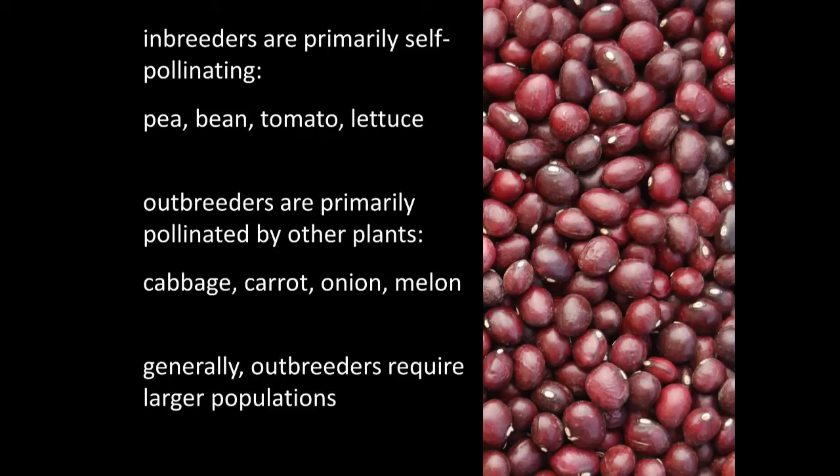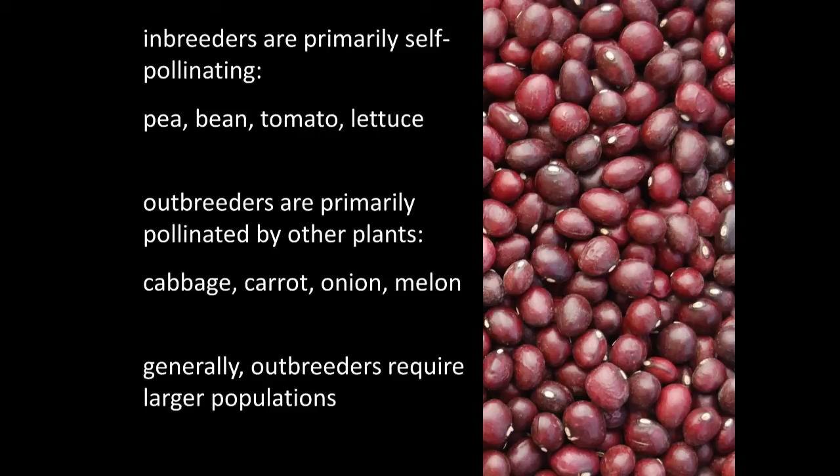Outbreeders, on the other hand, are primarily pollinated by other plants. So cabbage, for example, doesn't have the ability to pollinate itself. It needs pollen from other plant sources. Carrots, onions, melons, if there are other plants with appropriate sources of pollen nearby, these plant types are very likely to be pollinated with pollen from other sources. And certainly there are degrees of inbreeding and outbreeding. A plant like okra, for example, or hot peppers, these plants have the ability to self-pollinate. They can be inbreeding, but they're also very attractive to insects, other pollination vectors.